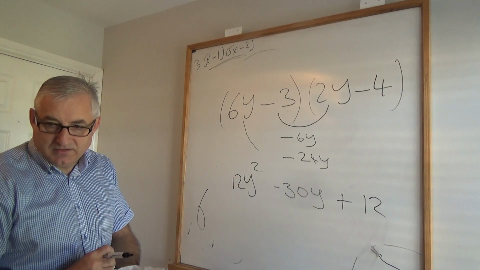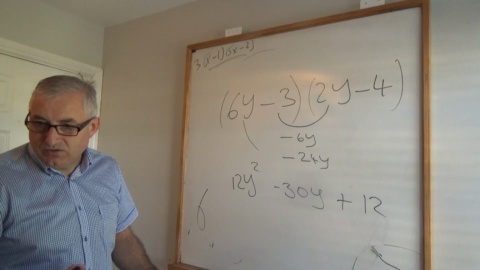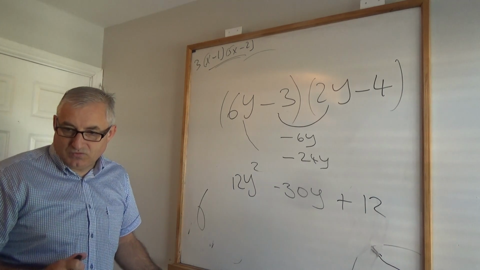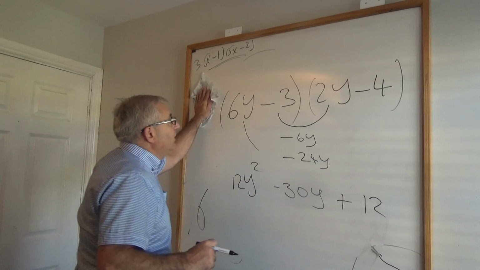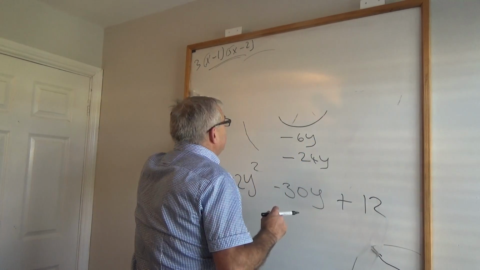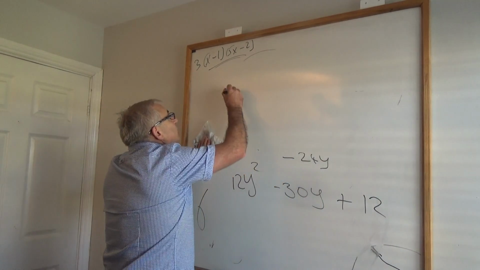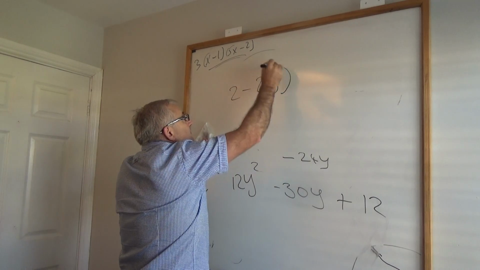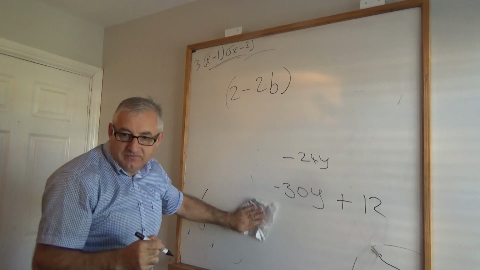Finally, we have 2 minus 2b. Oh yes, this is interesting. 2 minus 2b times 2b minus 1.